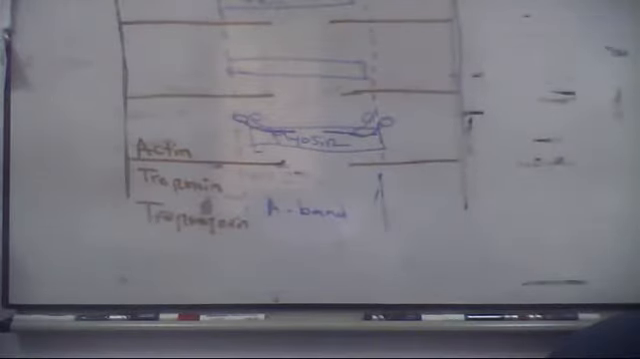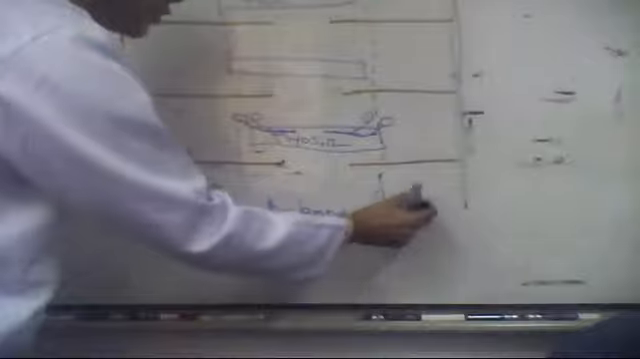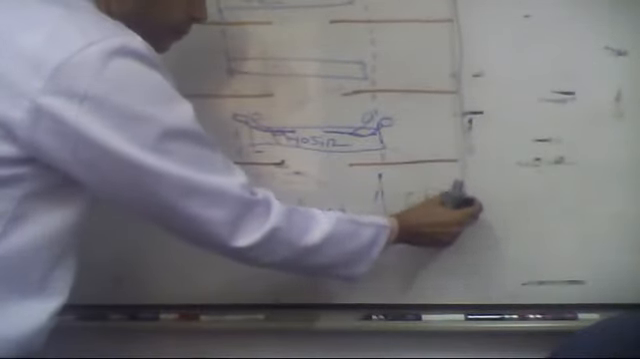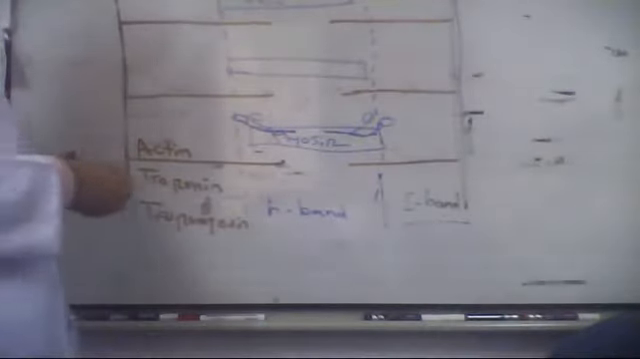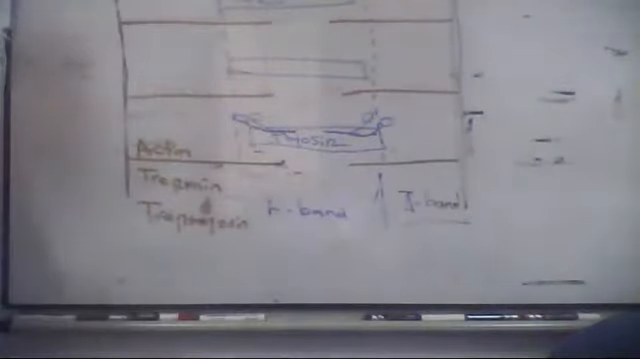We also have, on the periphery of the A band, a part of the sarcomere in which there are only thin filaments. This is known as the I band. The I band is a part of the sarcomere which appears lighter, while the A band appears dark. The I band contains only thin filaments.